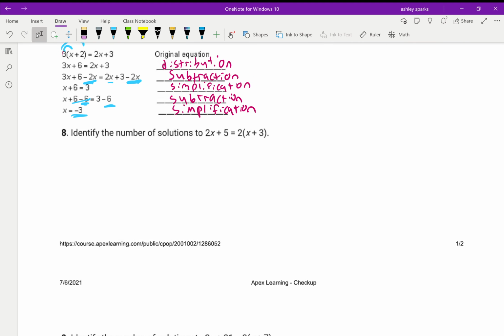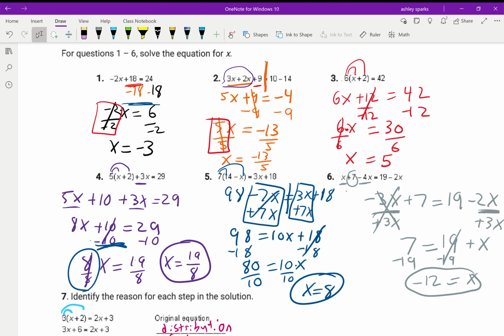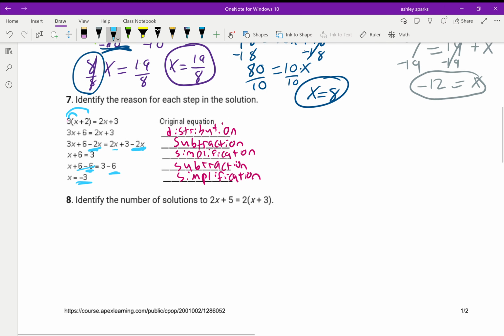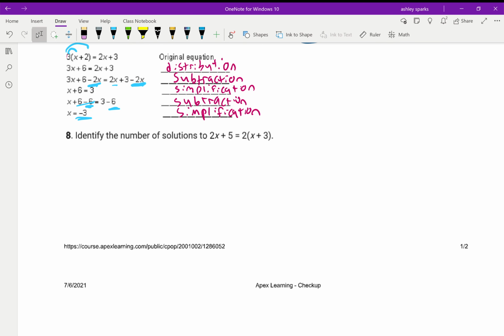and you get 3 minus 6, which is -3. The next problems are asking about the number of solutions. You might see these on your quiz. Everything we've done so far has had one solution. So -3 was the solution, -13/5, and so on.